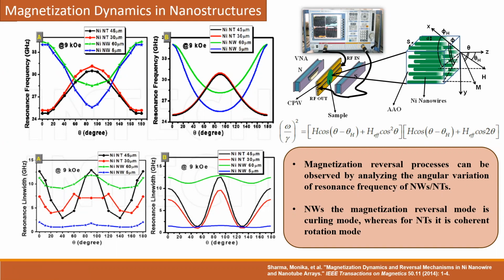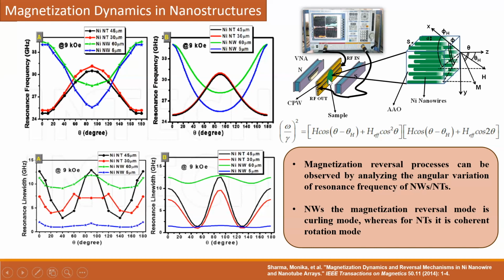So I change the angular variation in which I am applying the external magnetic field. If you see, these are the nanowires. This is the external magnetic field in this direction. So the angle theta is 0 degree here. Theta is 0 degree when the external magnetic field and the easy axis of the magnetization are parallel to each other.